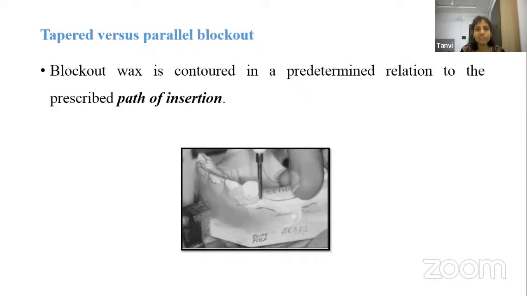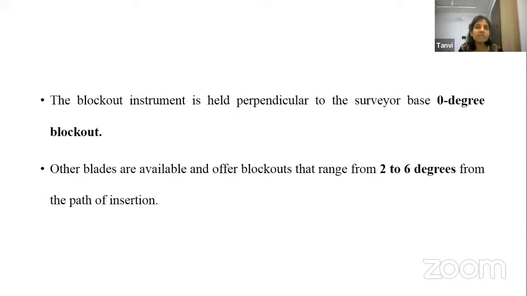What is actually the parallel blockout? As the name suggests, it's parallel. Tooth-supported dentures usually require a parallel type of blockout, where it is almost 0 degrees. There the path of insertion does not require much change. Then comes the tapered blockout. Tapered blockouts are basically for tooth and tissue supported dentures. Here the degrees up to which we can do the blockout range from 2 to 6 degrees.